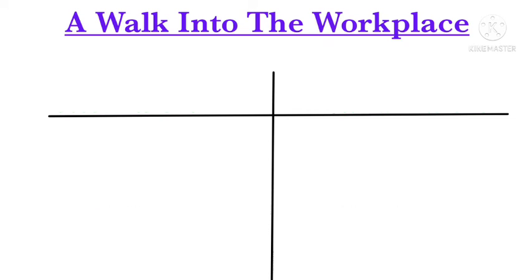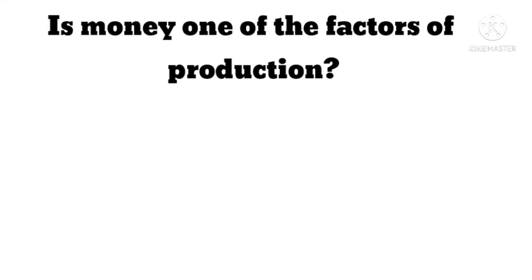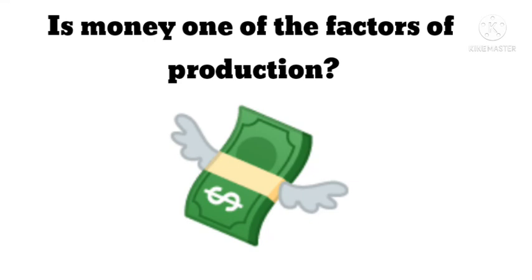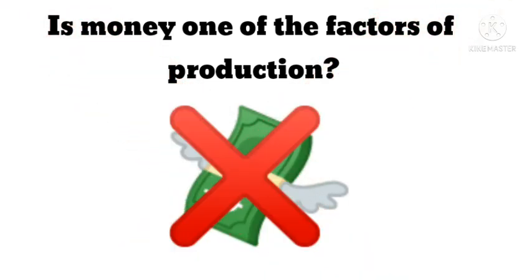One thing you might have noticed is that I did not mention money. This is because money is not used directly in the production process. Instead, money is merely used to buy materials and pay rent and workers. Nonetheless, without money, the production of goods and services will still take place. Therefore, money is not a factor of production.